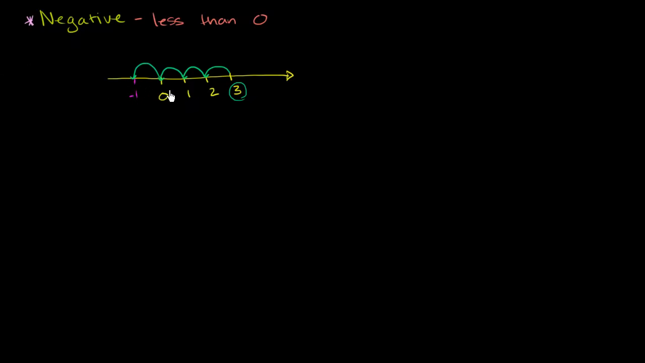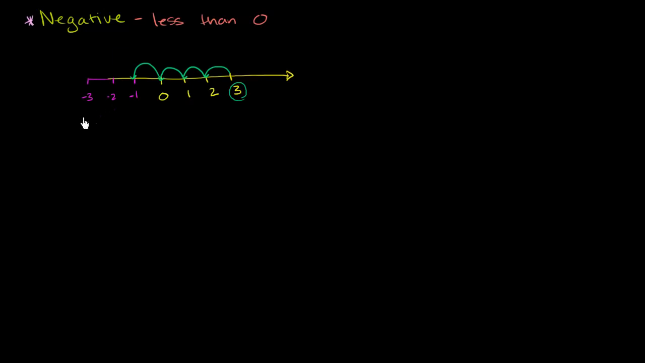You can kind of see that as you go to the right of 0 on the number line, it increases in positive values. As you go to the left of 0, you're going to have negative 1, then negative 2, then negative 3. Depending on how you think about it, you're going to have larger negative numbers.